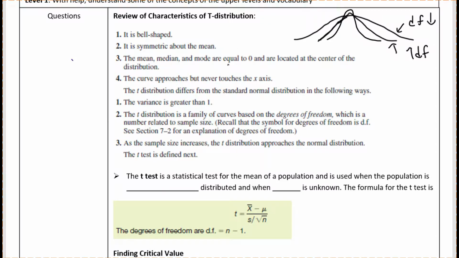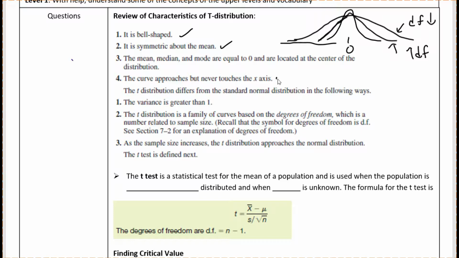So the t-curve is essentially a family of curves, and the curve that you choose depends on what your df is, your degree of freedom. Notice that both of these are bell-shaped, and the t-curve is definitely symmetric, just by inspection. The mean, median, and mode are at 0 for the standard t-distribution and the standard normal distribution. The curve never touches the x-axis and never actually crosses it. It just approaches it on both sides. So that's a characteristic they have in common.